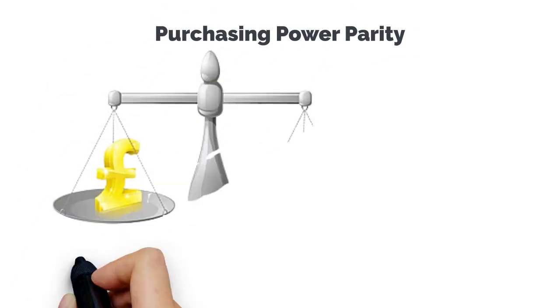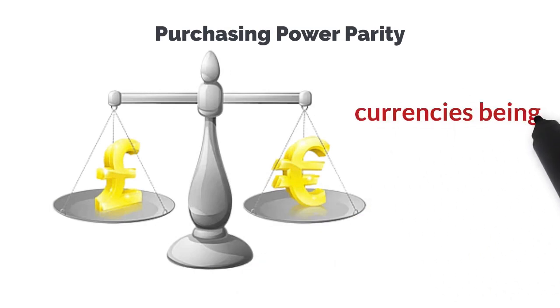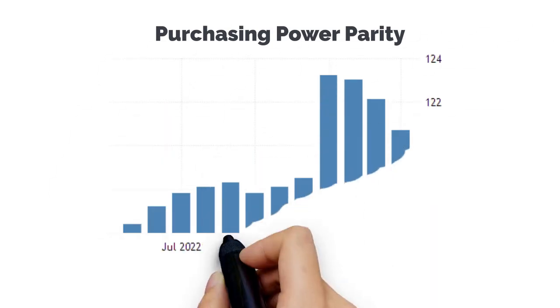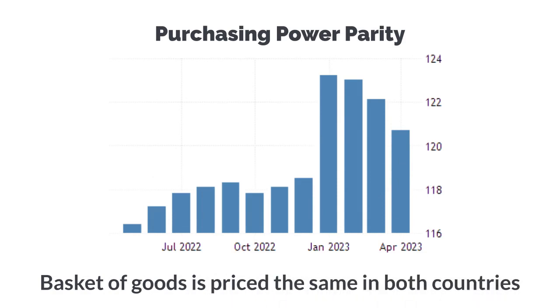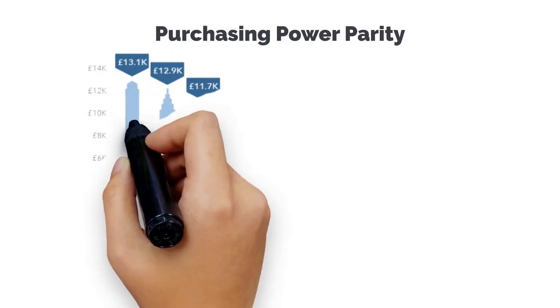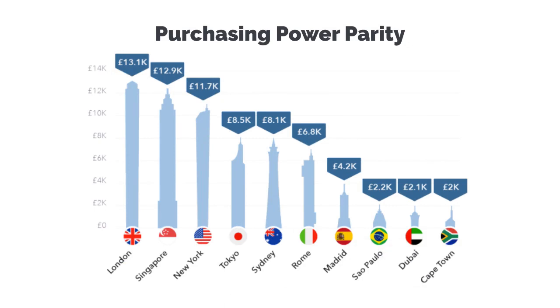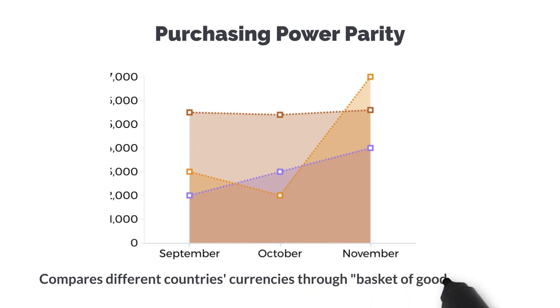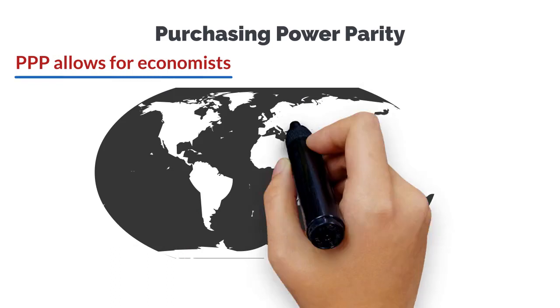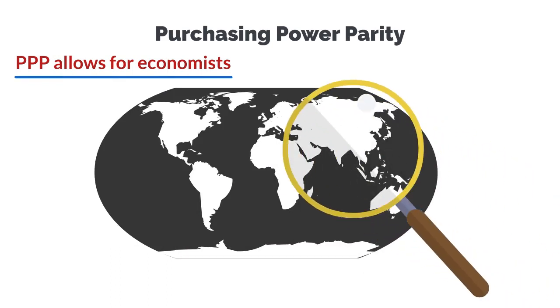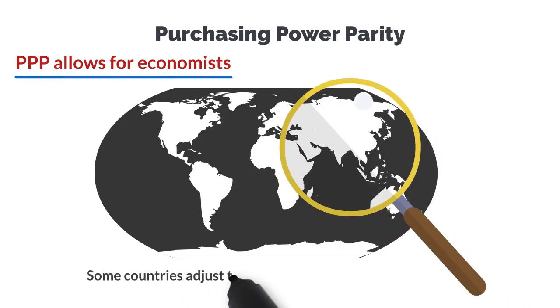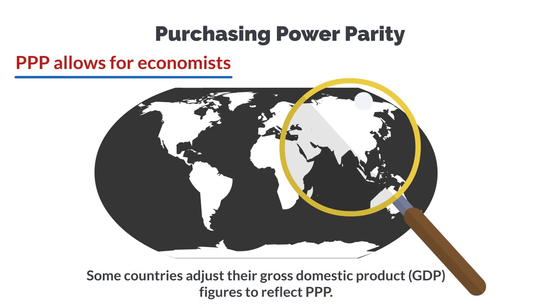Purchasing power parity. According to this concept, two currencies are in equilibrium, known as the currencies being at par, when a basket of goods is priced the same in both countries, taking into account the exchange rates. Purchasing power parity, PPP, is a popular metric used by macroeconomic analysts that compares different countries' currencies through a basket of goods approach. PPP allows economists to compare economic productivity and standards of living between countries. Some countries adjust their gross domestic product, GDP, figures to reflect PPP.